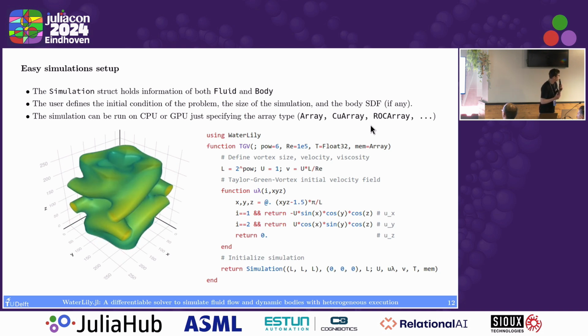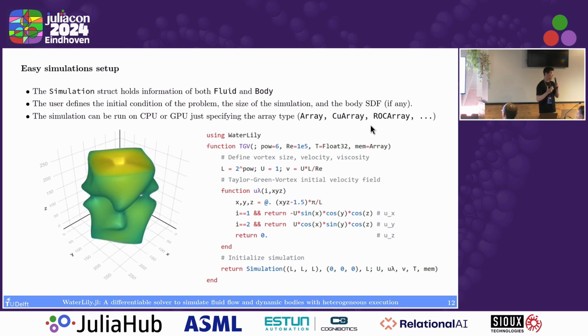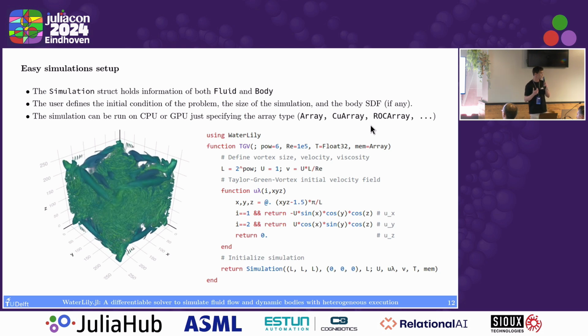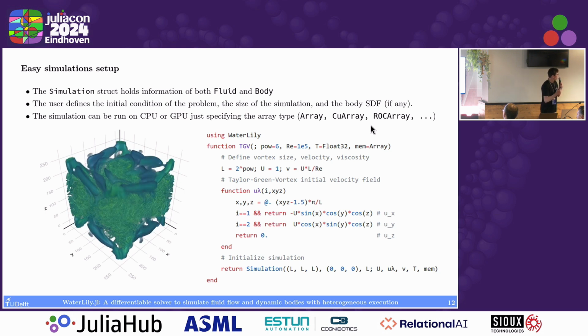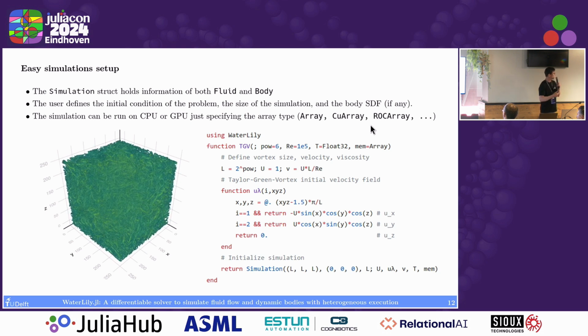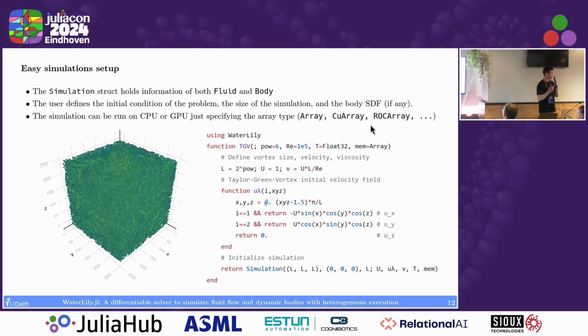And what we do is that by defining the size of the problem, the initial condition for the fluid, and the geometry of the solid boundary, if there is any solid boundary, then we have all our setup completed. Additionally, we can also run on different backends, just changing a flag, as in the previous two talks. So I think this is where this is going a bit for the users.